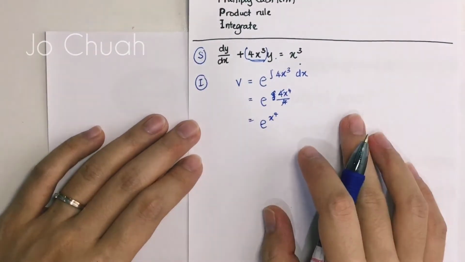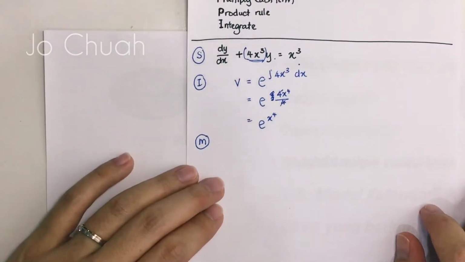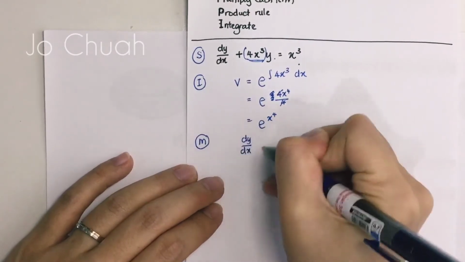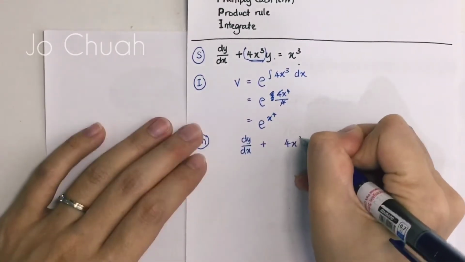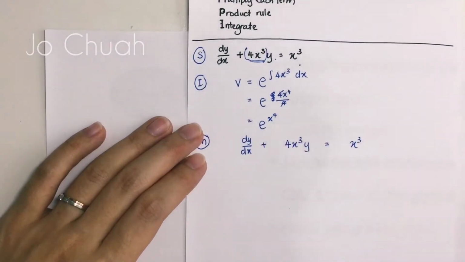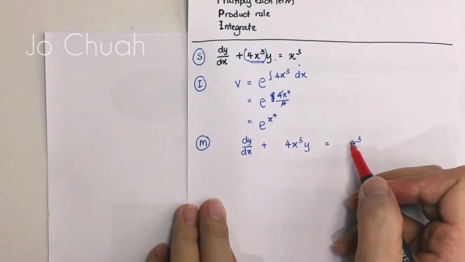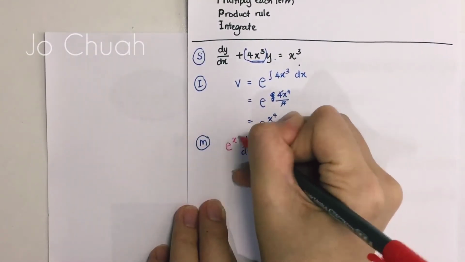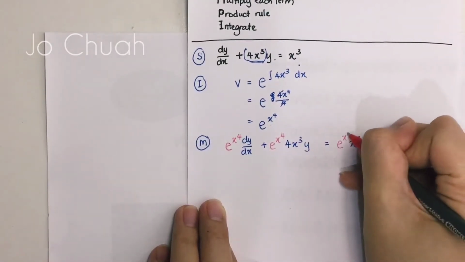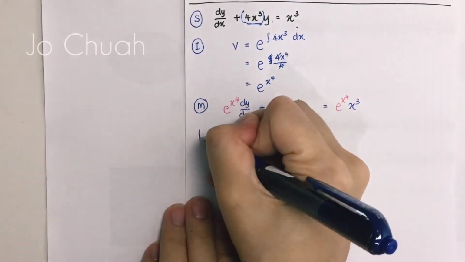So this is, you cancel out, e to the power of x to the 4. Okay? So the next step is M. M is multiplying each term with this v. So at first you have dy over dx plus 4x cubed y equals x cubed. So you're going to multiply this with all of them. You're going to have e to the power of x to the 4, e to the power of x to the 4, and e to the power of x to the 4 everywhere.